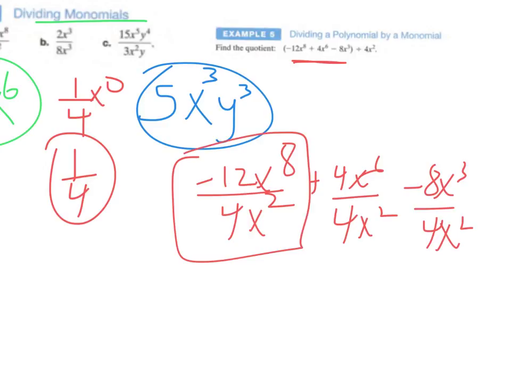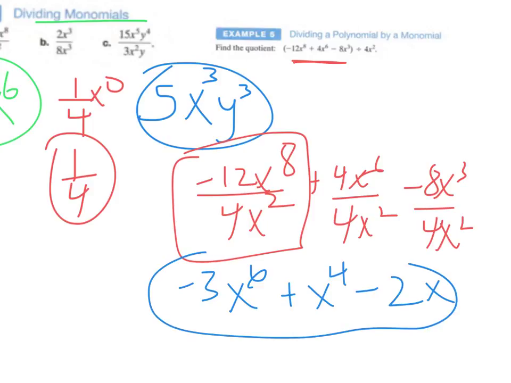So if I do that division, that's a negative 3. I subtract the letters, I get 6. I do this division, that's 1, and if I subtract, I get to the 4th. If I do that division, I get a minus 2, and I subtract, I get x to the 1st power. So my answer is a polynomial because I started with a polynomial.